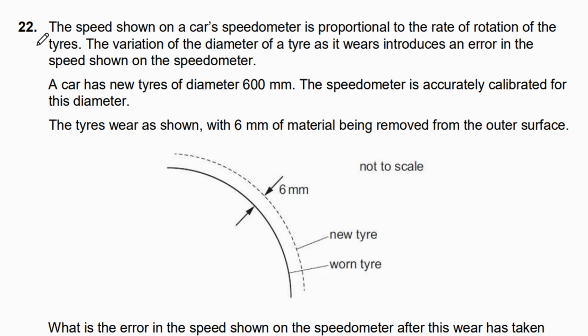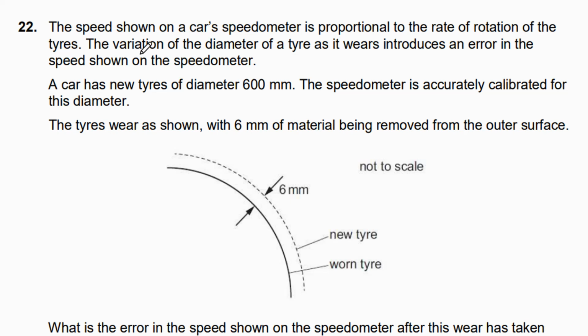Let's look at question 22. It says the speed shown on a car speedometer is proportional to the rate of rotation of the tires. So what does this mean? If the rate of rotation doubles, the speed will double. If the rate of rotation halves, the speed will halve. That is the speed shown on the speedometer. If the rate of rotation decreases by, let's say, 10%, the speed will decrease by 10%.